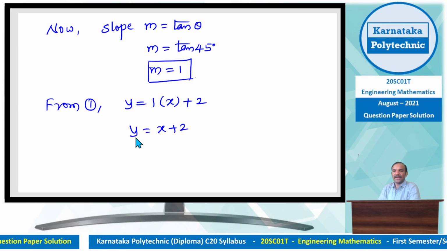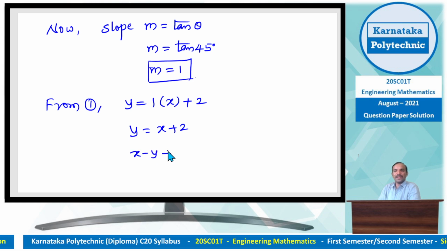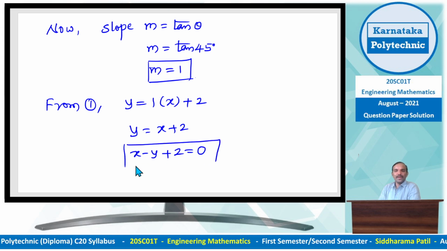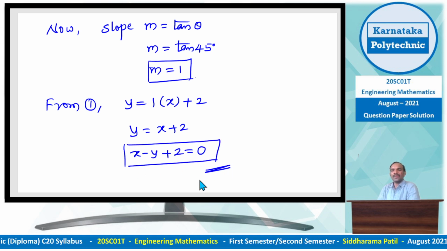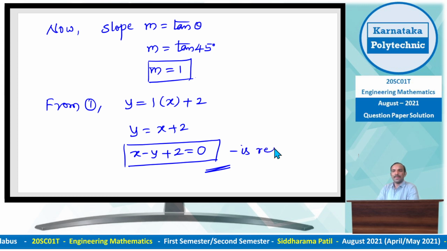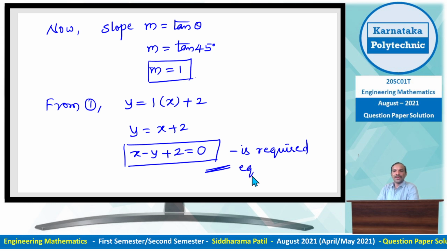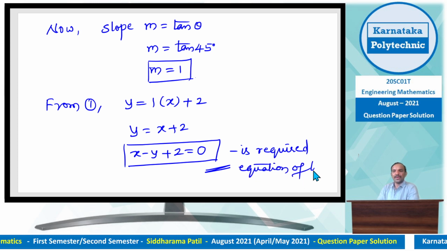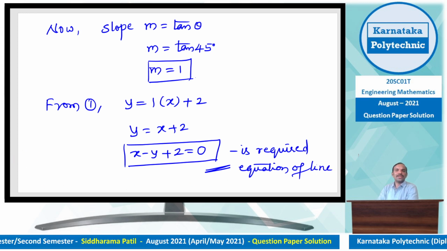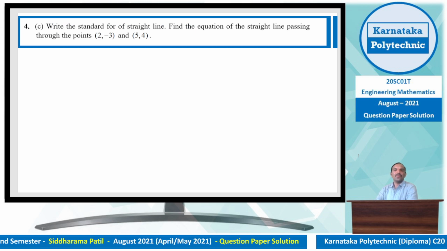Taking y to the other side, minus y. x minus y plus 2 equal to 0. It is the required equation of line. That completes the answer. Moving to next question, 4c.